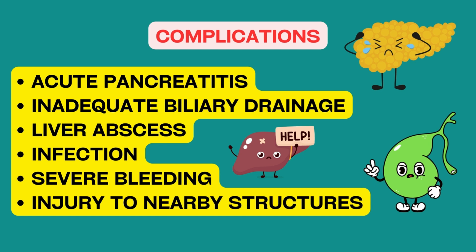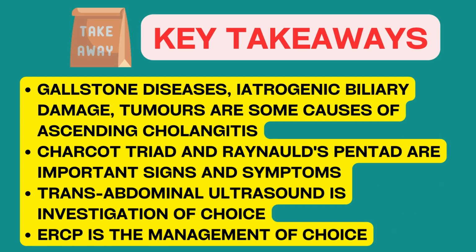Complications of ascending cholangitis can include acute pancreatitis, inadequate biliary drainage after surgery or endoscopy, and liver abscess. Surgical complications can include infection or bleeding, resulting in harm to nearby structures like nerves and vasculature. Here are some takeaway points for this disease.